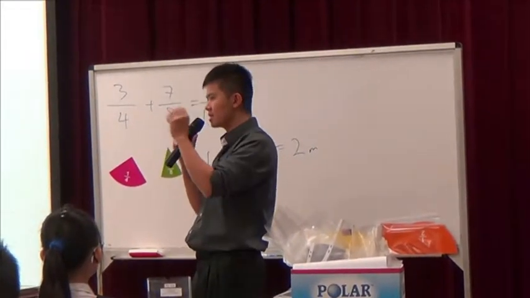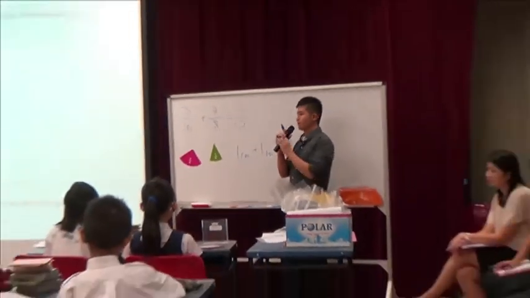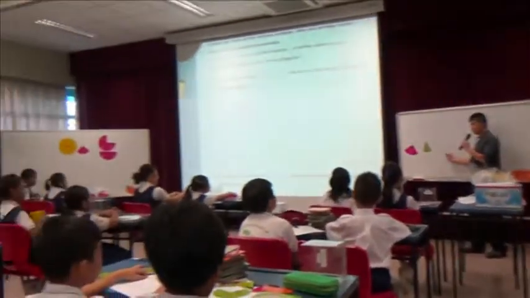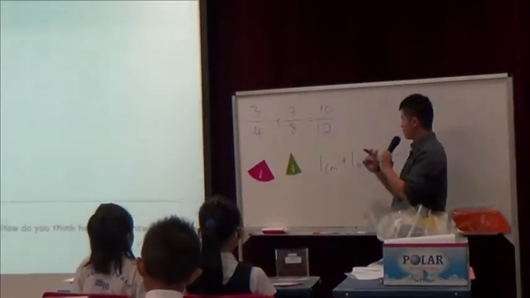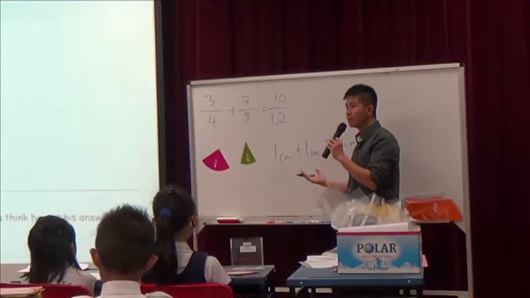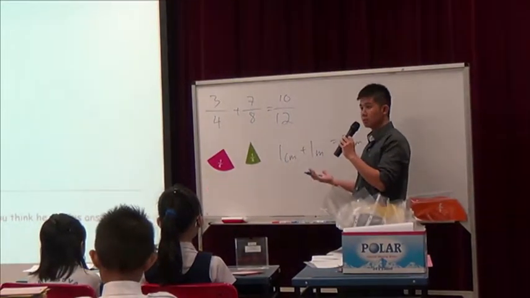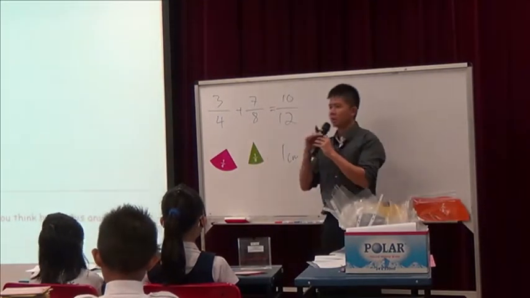But what is the differentiating point here? The unit, correct? The unit. One is a centimeter, one is a meter. So I need to convert them first, right? To be the same unit. Am I right? So likewise for fractions, it's the same concept.